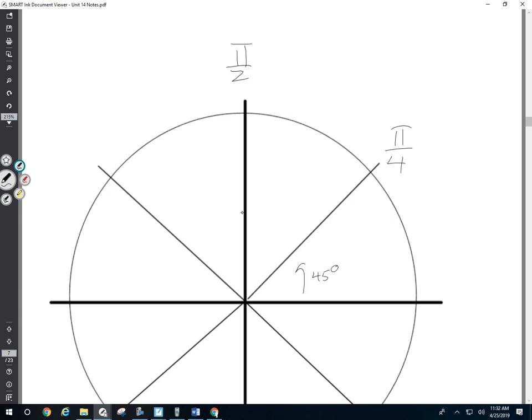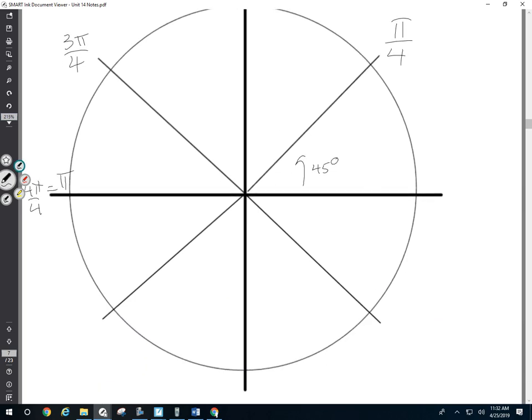If I add another 45 degrees, I get to 90 degrees, right? Well, if I add a pi over 4 to a pi over 4, I get 2 pi over 4s. Well, that's the same as pi over 2. I add another 45 degrees, 3 pi over 4. I add another 45 degrees, 4 pi over 4. Well, that's just pi. We know that.